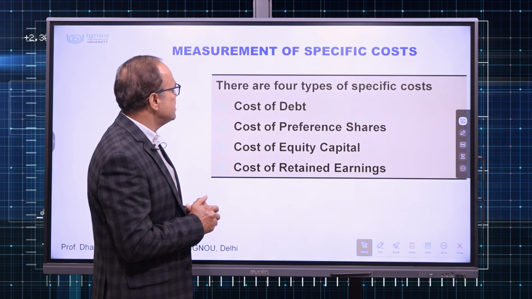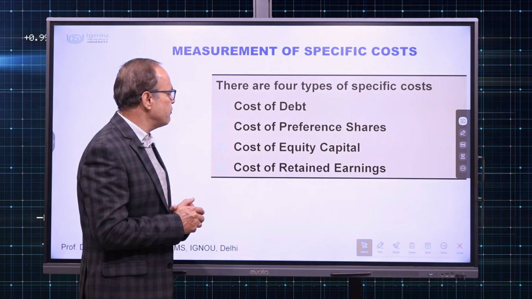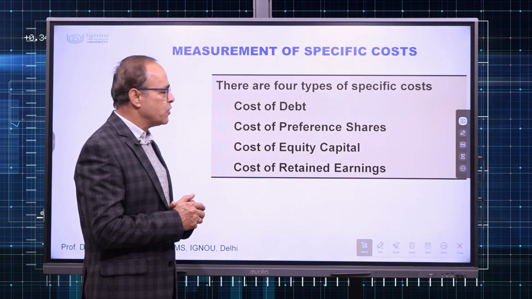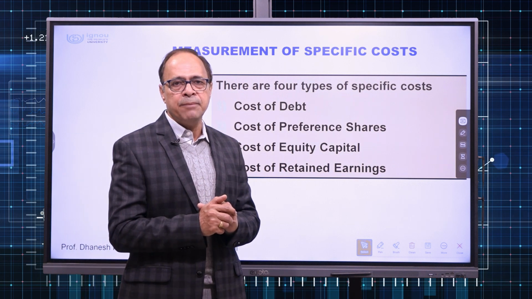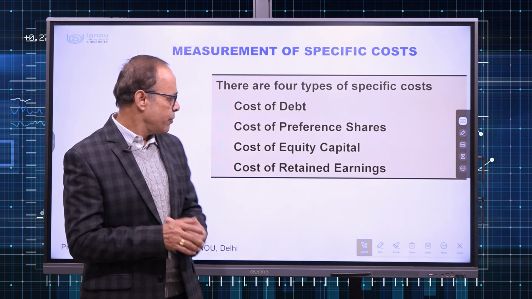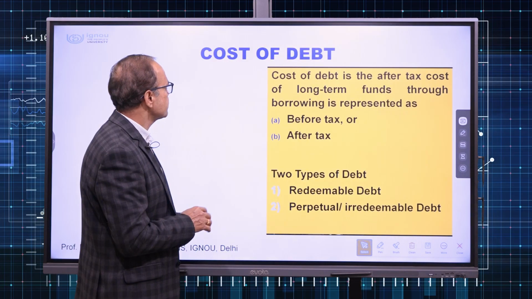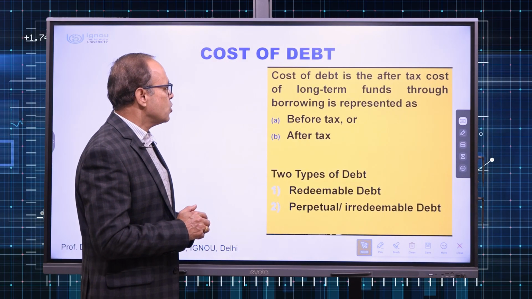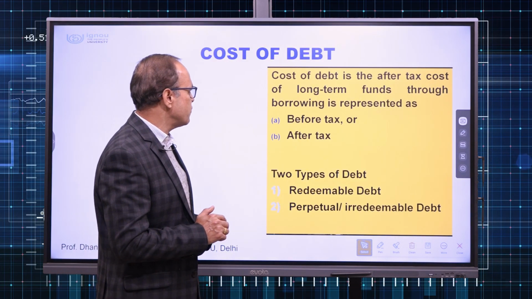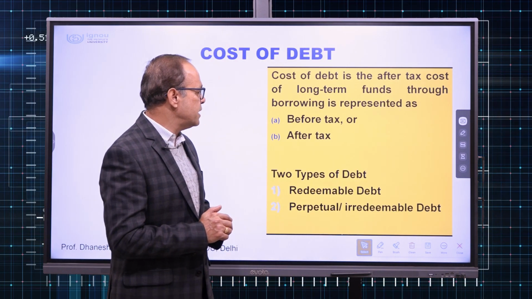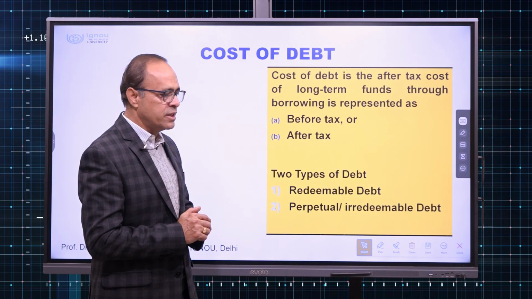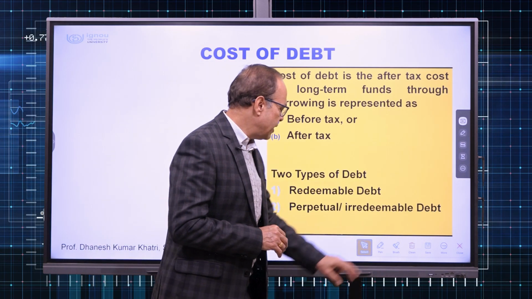Then, measurement of specific costs. So, we will be talking about the specific cost of debt, preference share capital, equity share capital, and the retained earning. Cost of debt. Cost of debt is the after-tax cost of long-term funds through borrowing. It is represented as either before tax or after tax. Although I have used the word after tax.